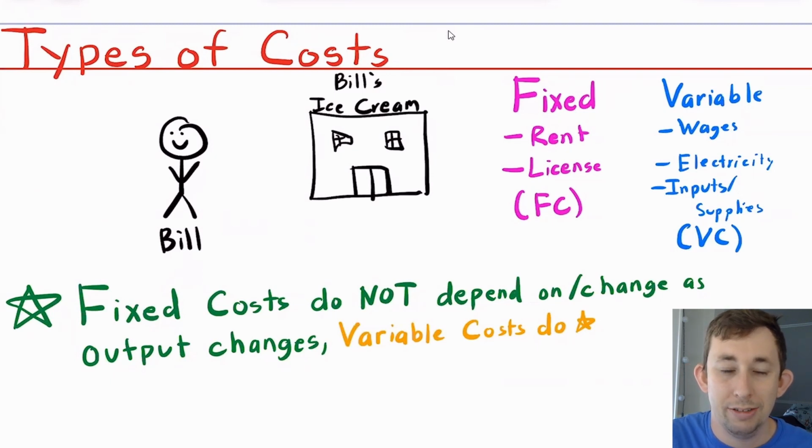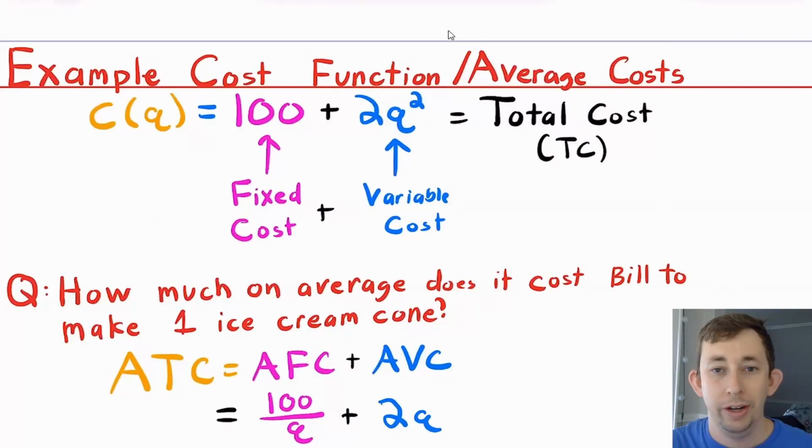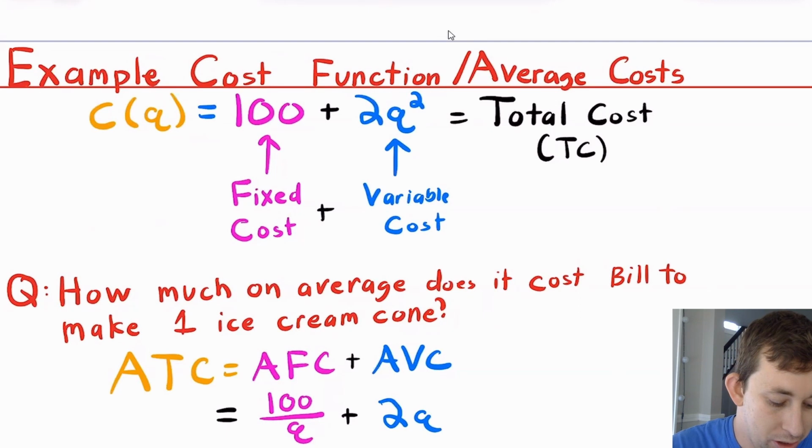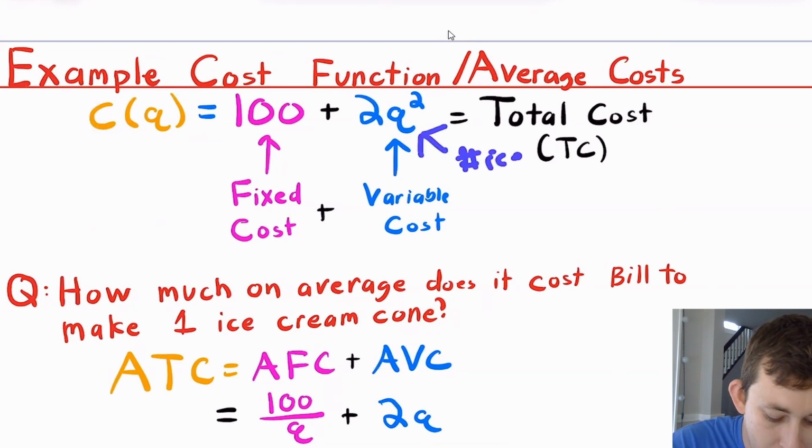Now let's look at a cost function and break that down numerically. So here's the cost function. Maybe it's Bill's cost function. Bill's cost function is going to be a cost of the amount of ice cream cones that he makes. That's going to be 100 plus 2q squared, where again, q is just the number of ice cream cones that Bill is making. That's just a stand-in for ice cream cones.